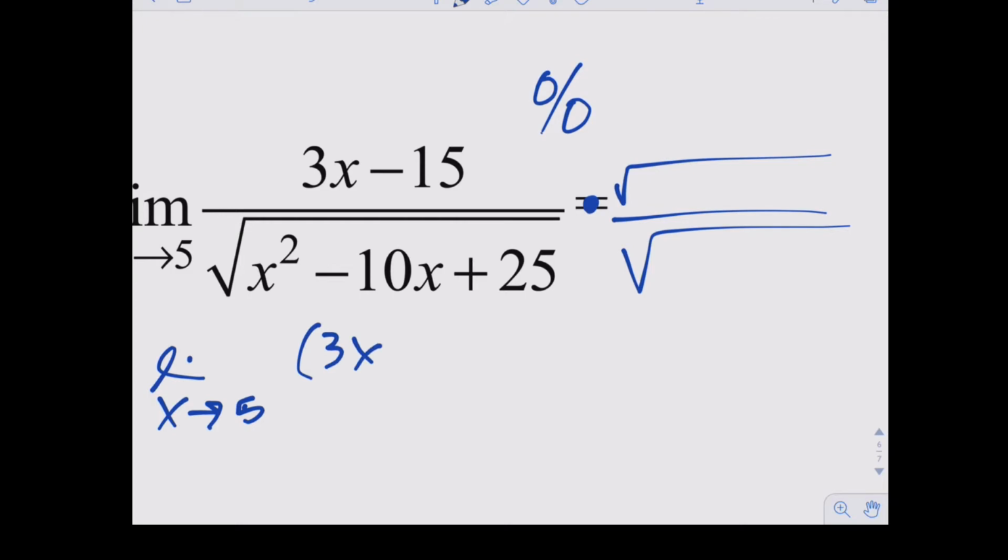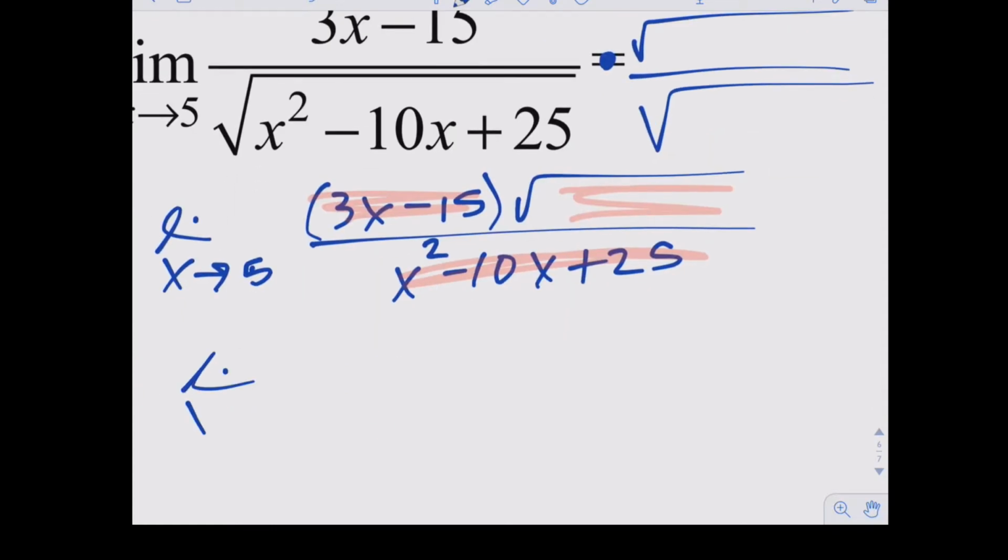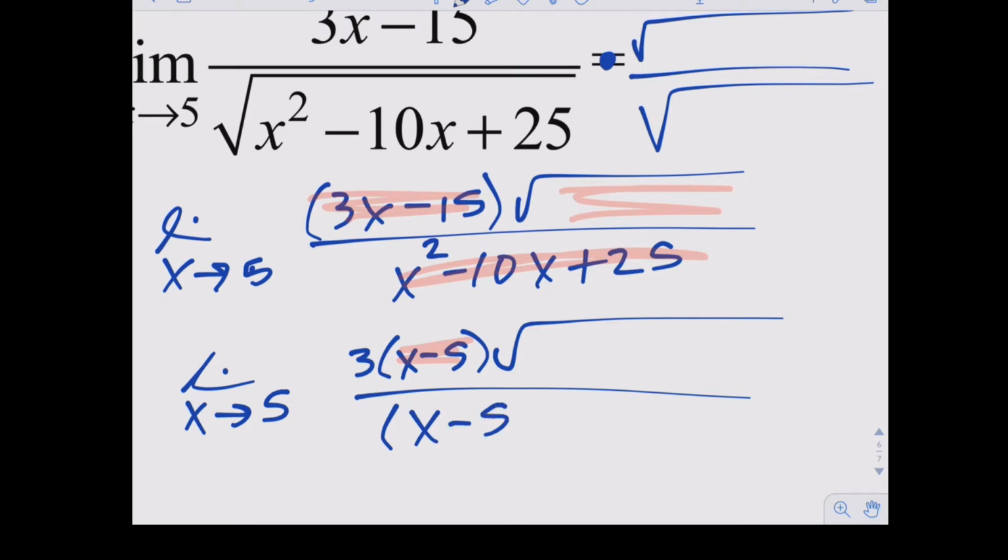But in the top, we're left with 3x minus 15 times the radical of the bottom. And in the bottom, radical times radical is the radicand. And now if I plug in, I'm still going to get 0 over 0 because it's still going to be caused by this now and that. So what that means is maybe it's now turned into a factoring problem. The top I could factor out a 3 and I get x minus 5 times the radical that's there. And that was the guy that was causing the 0. And in the bottom I could factor into x minus 5 times x minus 5. Well, there's what's causing the 0 down there. And yes, the 0 over 0 problem goes away.